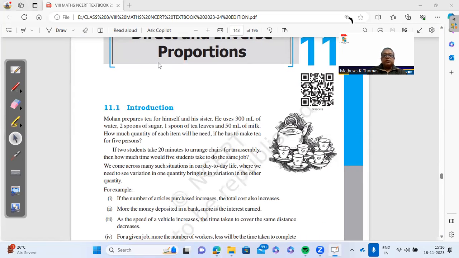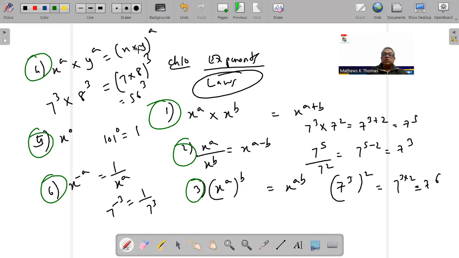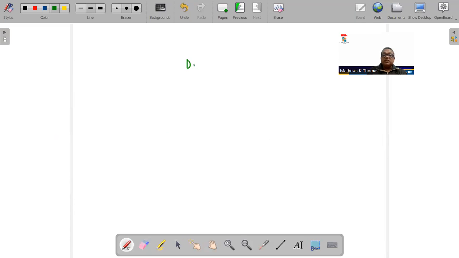Then direct and inverse proportion, there is no formula as such, but to explain to you the difference between direct and inverse. Direct proportion means when one quantity increases, the other quantity also increases. When one decreases, the other also decreases proportionally. Inverse proportion means when one increases, the other is decreasing.